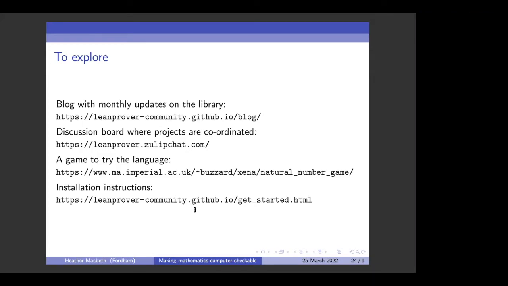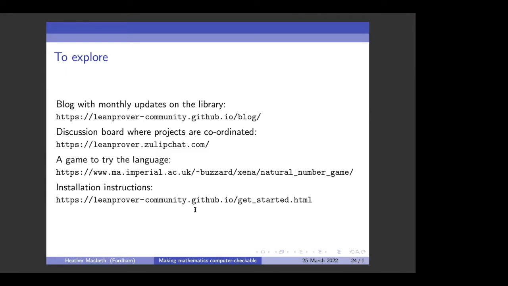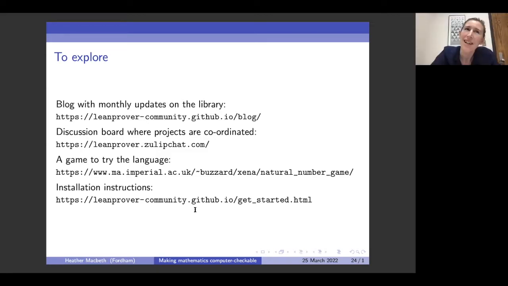Okay, I see Andrew has a question. You explained very well how you can verify a proof with Lean, but as mathematicians, we look for insight from a proof. So how is Lean going to help us with gaining insight? That's a great question.